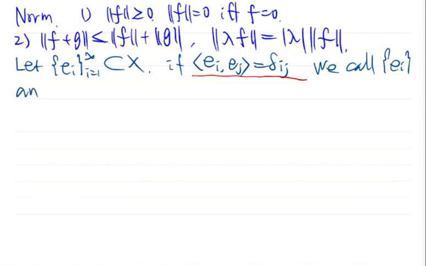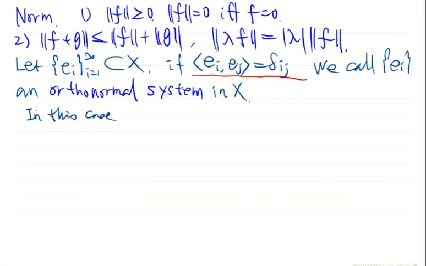An orthonormal system in X. Orthonormal systems are always linearly independent. It is easy to see that in this case, any finitely many of them, Ei, i from 1 to n, are linearly independent. This is easy to prove.